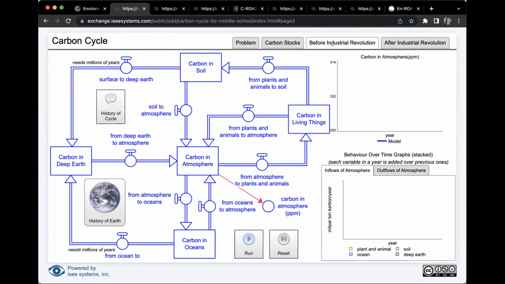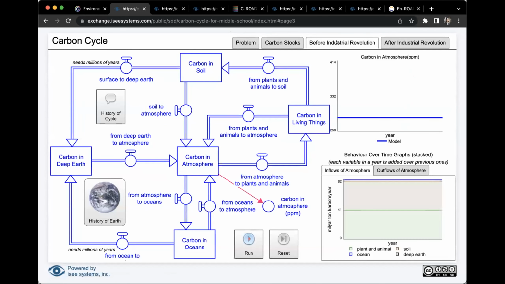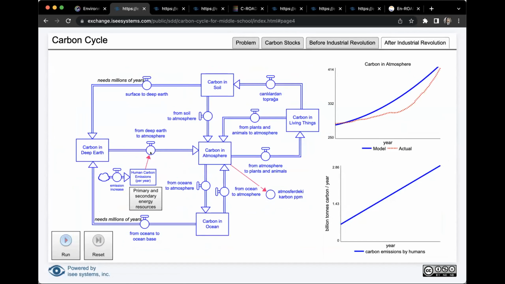So before the industrial revolution, as you can see, we built this one by one with students. And when we ran it, we kind of tried to find the equilibrium point. So carbon is going around on the Earth from one store to the other store, but there is an equilibrium. And what happened? So let's go back to the problem. So this is the equilibrium part. So what happened here so that it increased? We just made a manipulation here.